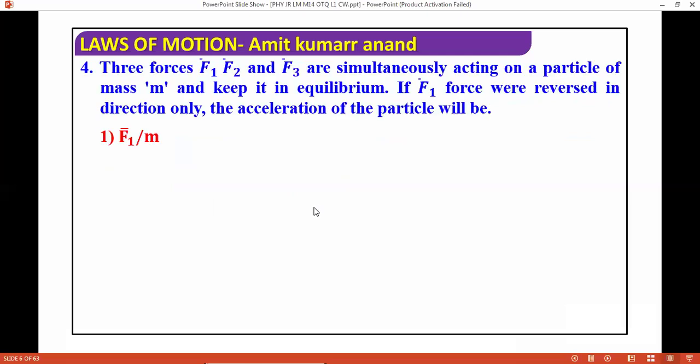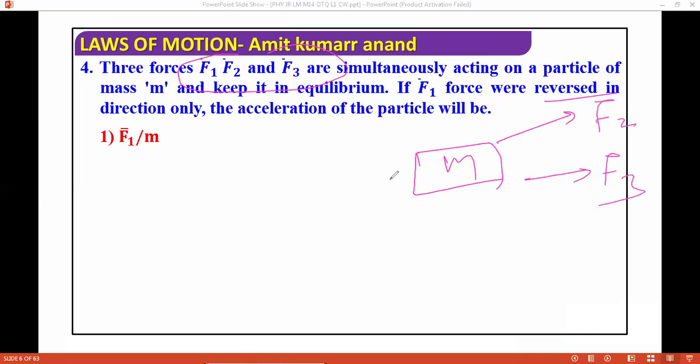Three forces are simultaneously acting on a particular mass and it is in equilibrium. We don't know the directions of the three forces. If the F1 force is reversed in direction only, then what is the acceleration of the particle? Suppose these are F2 and F3, and this is F1, acting on a particle of mass. The question should give the directions, but it's not given, no issue.